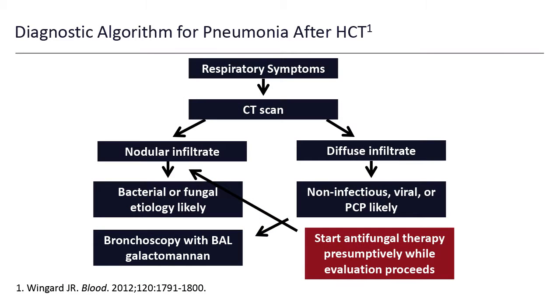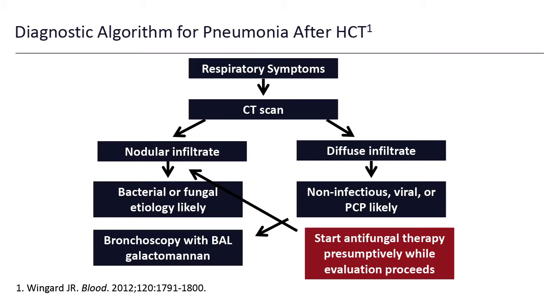So I have suggested a diagnostic algorithm. If you have a patient with respiratory symptoms, get a high-resolution CT scan, not a chest radiograph. And then you can divide this into either nodular infiltrates or diffuse infiltrates. Both need diagnostic assessment, and in my view, with a bronchoscopy and BAL.